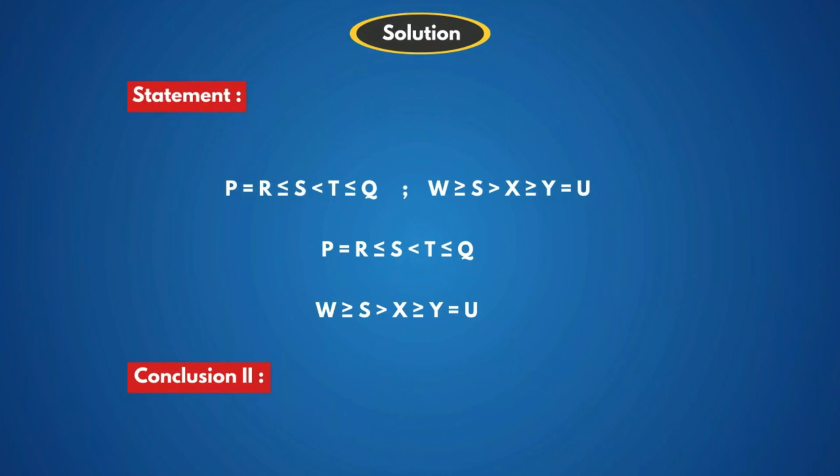Conclusion 2. W greater than or equal to P. Here in the statements, we don't have a direct relation between W and P. But we can combine these two statements. Here, we have a relation from W to S and P to S, so we will get a relation from W to P. In this statement, W greater than or equal to S. So here, P equal to R less than or equal to S. But in the conclusion they are asking the relation W to P.